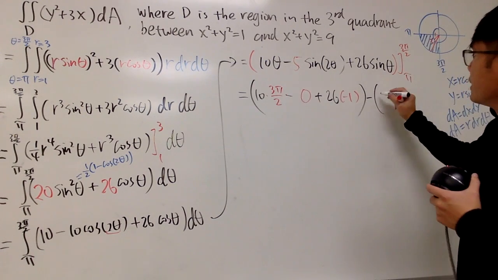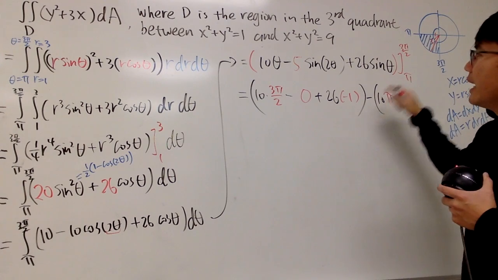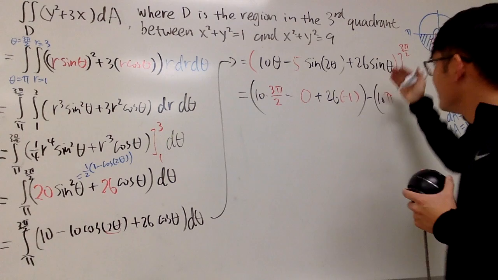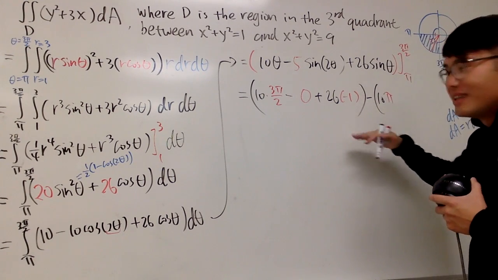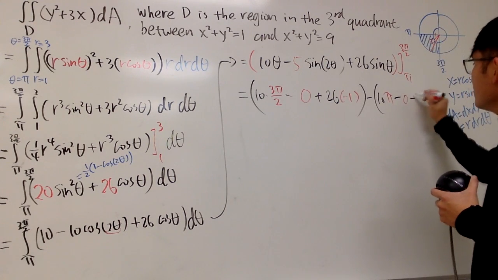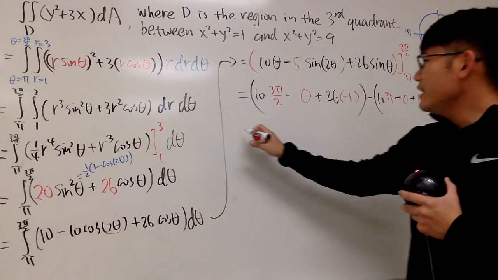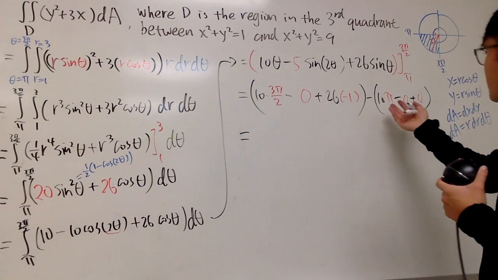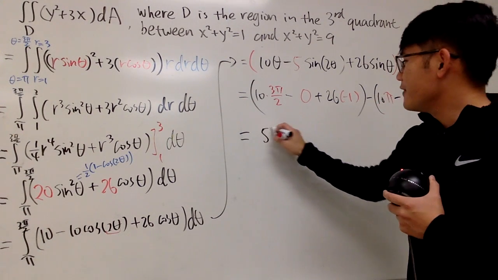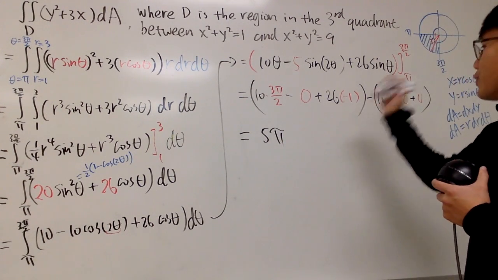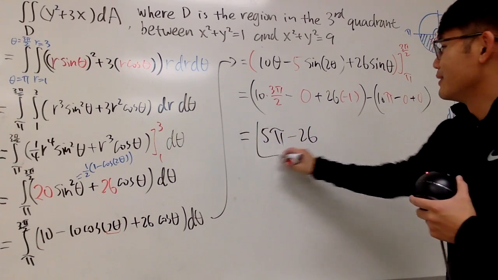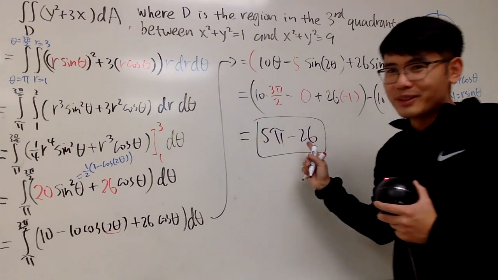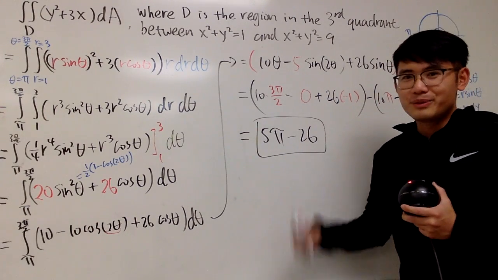When you put in pi, we get 10 pi. And then when you put in pi right here, guess what? Sine of 2 pi is 0, so this is gone. Likewise, this is also gone, sine of pi is 0, so that's gone. So we have -0 plus 0. Very nice. In the end, this is going to give us 5, and then times 3 pi is 15 pi. 15 pi minus 10 pi, we get 5 pi. And then minus 26. Just like that. Yeah, so in the end, the answer to that integral is 5 pi minus 26. Really bizarre answer, huh? But really cool too.